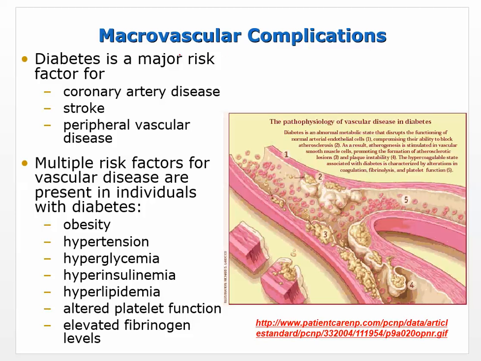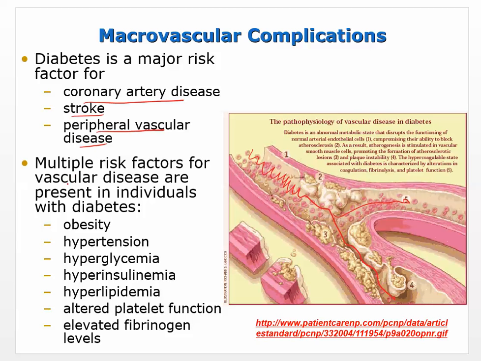So macrovascular complications, diabetes is a major risk factor for coronary artery disease, stroke, peripheral vascular disease. So if we look at these and we break them down, coronary artery disease, what we're really talking about is this increase in atherosclerosis. Okay, so that tends to be a big problem, and you have this narrowing of the blood vessels, which makes it more difficult for blood to get through, and then you can also end up throwing clots. So that's a real risk for people who have diabetes, especially those who have trouble controlling their diabetes.